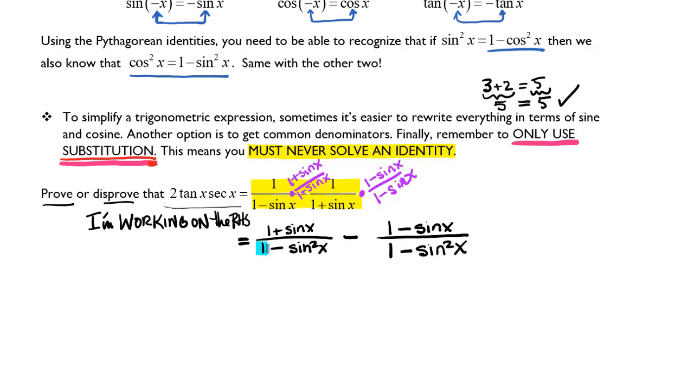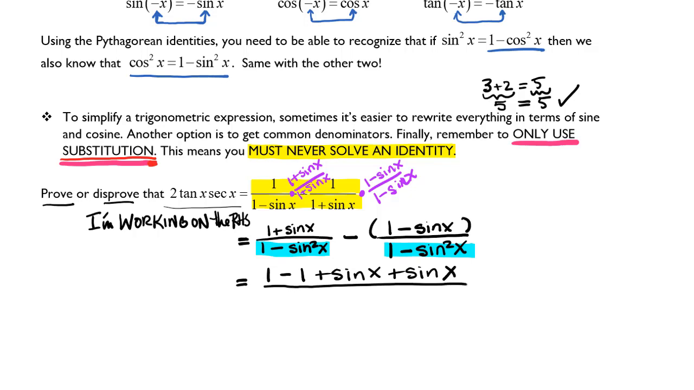Now that my denominators match, I'm getting closer to what I need. I need it to look like the left side, which is 2 tangent of x secant of x, and so I'm going to combine the numerator and denominator. Notice I have to subtract the entire second numerator, so I'll have 1 minus 1, and I'll have plus sine x plus sine x all over 1 minus sine squared x.